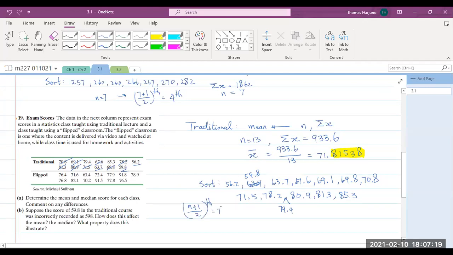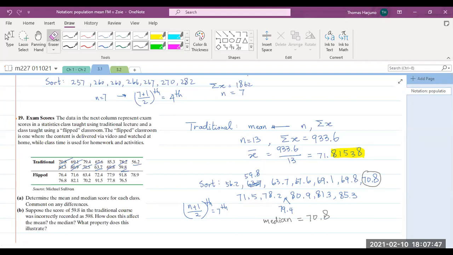That's the 7th data. So data number 7 will be 1, 2, 3, 4, 5, 6, 7. This is data number 7. So the median is 70.8. Now, if you think about it, you actually don't need to do it that way. In my test or my quiz, you still need to show me the sorting.